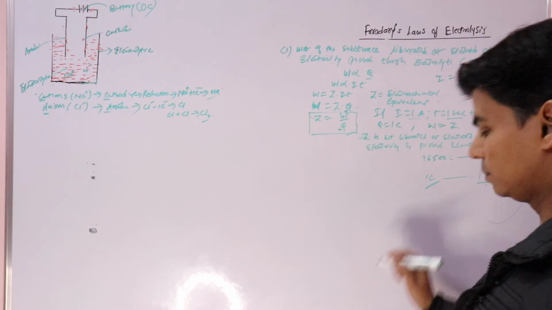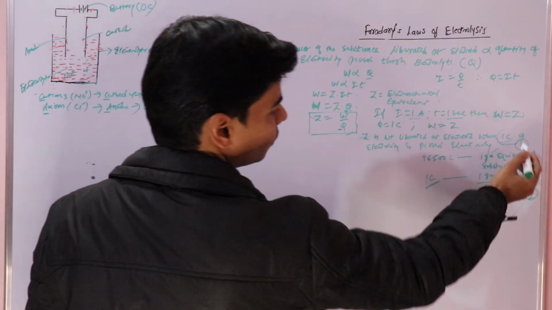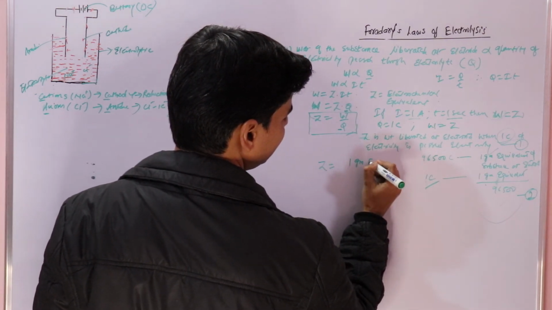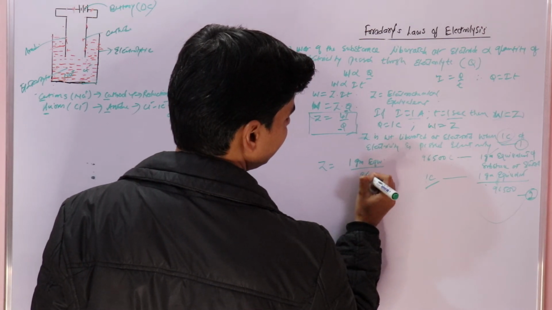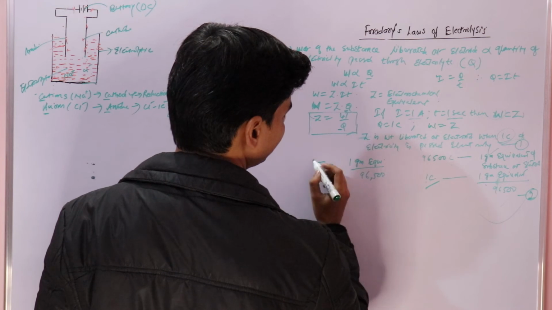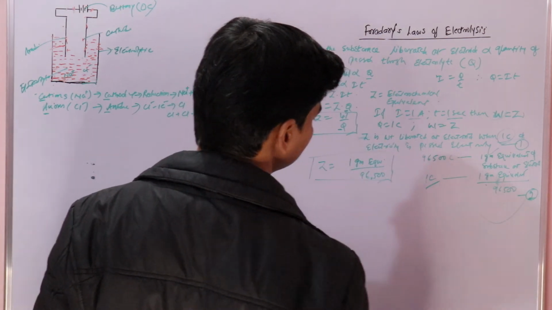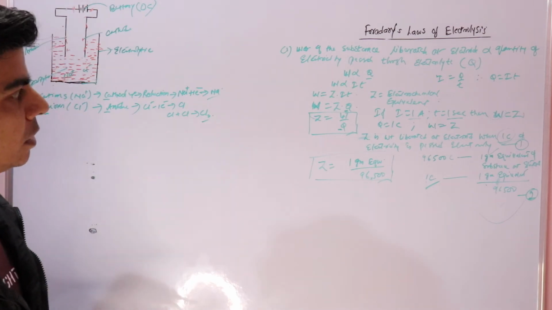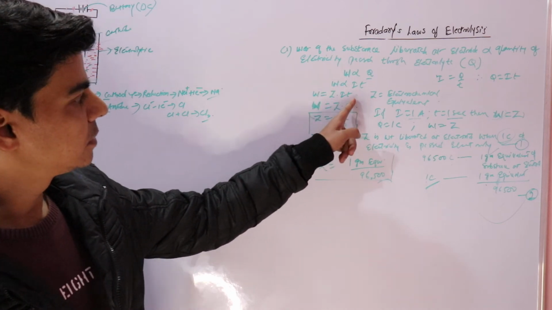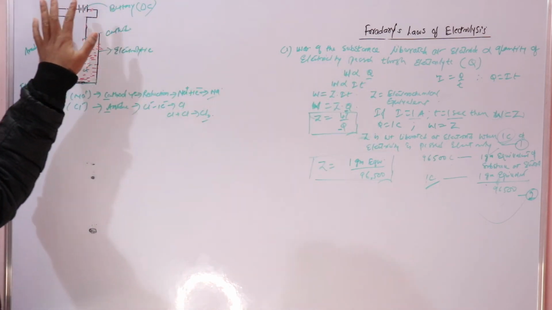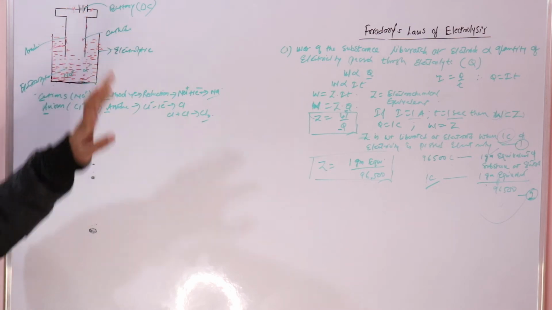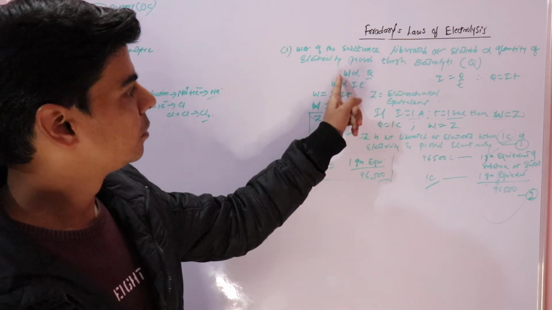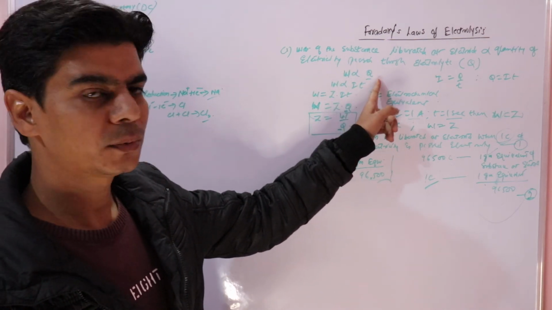Comparing 1 and 2, we get Z is equal to 1 gram equivalent divided by 96,500. This is the relation that we have deduced. So this is your first law of electrolysis. Just remember these relations. It's very simple. The more electric current we pass, the more substance we get at the electrode. Then we applied simple mathematics. Weight of the substance liberated is directly proportional to current.